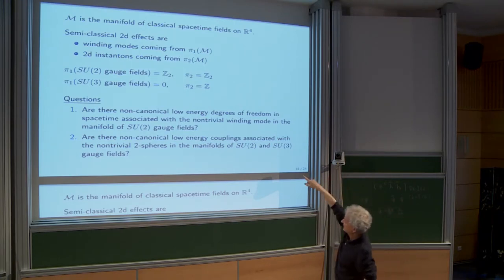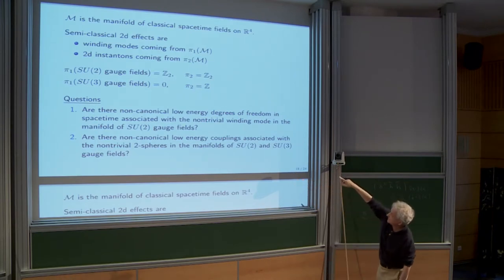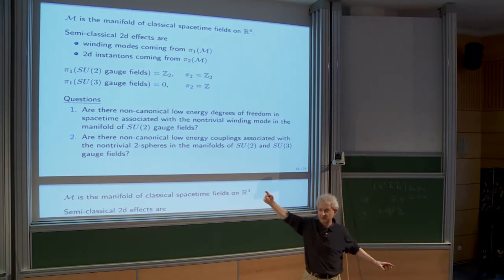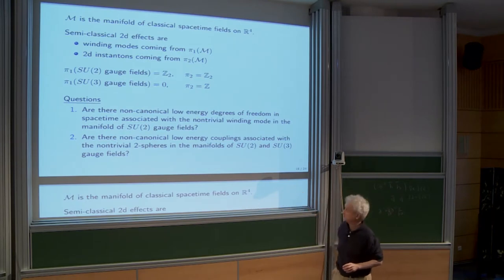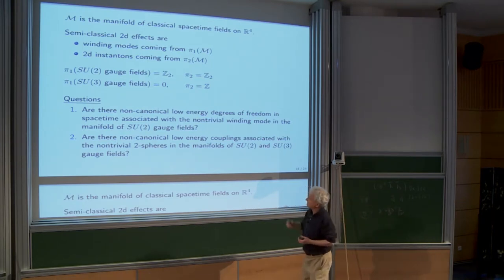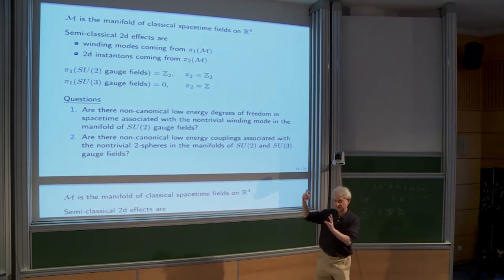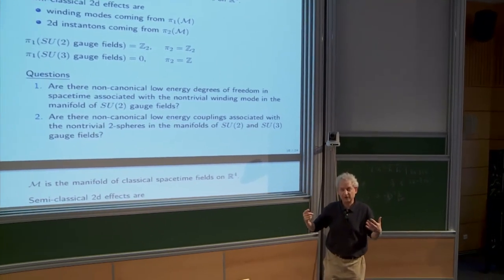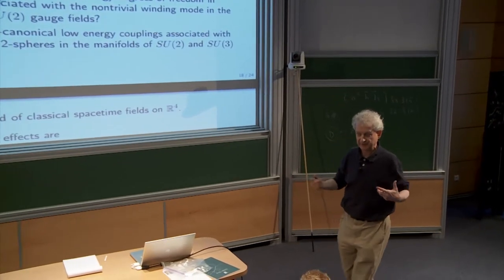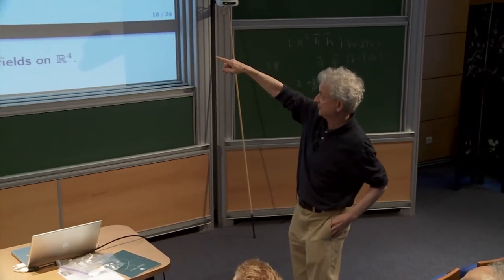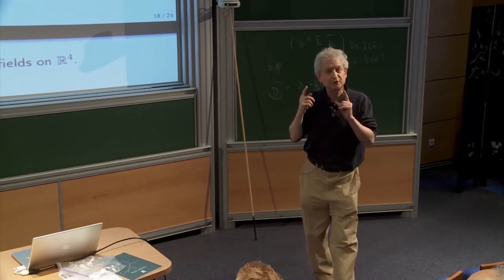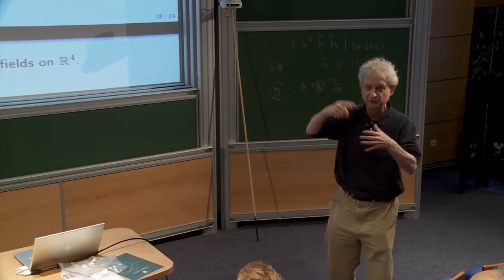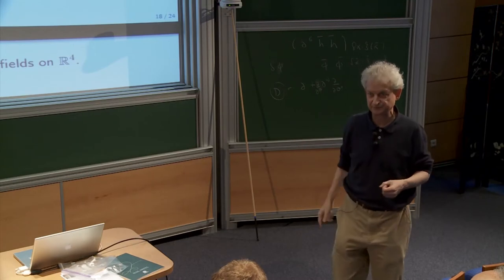Pi 2s are always non-zero. There's one non-trivial two-sphere for SU2 gauge fields, and there's a whole integer worth of such two-spheres for SU3. So winding modes in a two-dimensional field theory give new local fields. Those you would think would correspond to new degrees of freedom in the space-time theory. So the question is, are these low energy degrees of freedom? Of course they would not be canonical because they have nothing to do with the space-time classical action.